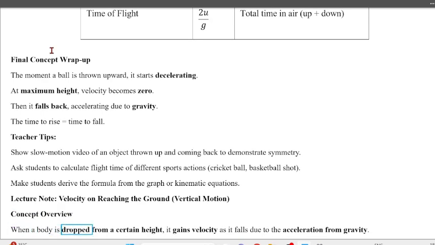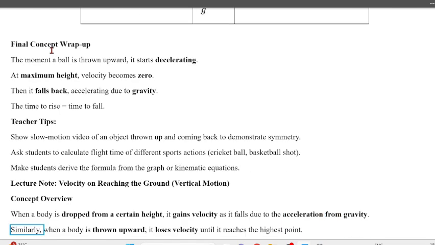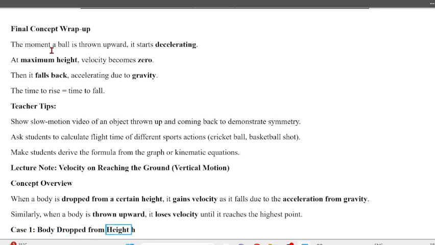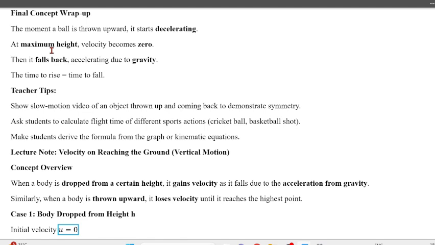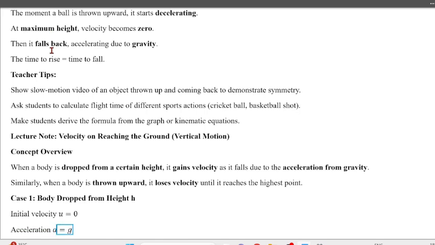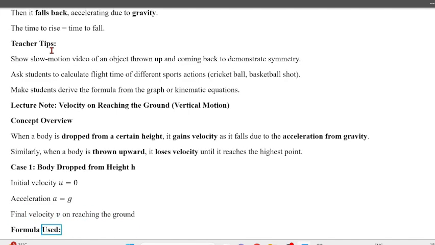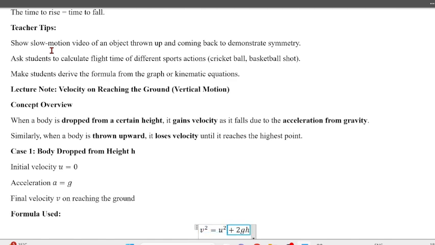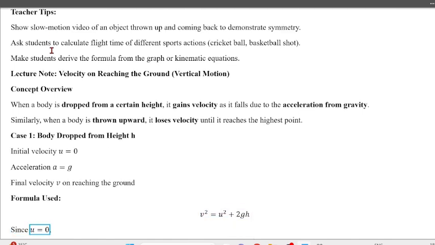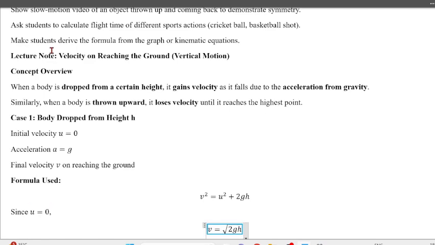When a body is dropped from a certain height, it gains velocity as it falls due to the acceleration from gravity. Similarly, when a body is thrown upward, it loses velocity until it reaches the highest point. Case 1: body dropped from height h, initial velocity equals 0. Acceleration a equals g, final velocity v on reaching the ground. Formula used: v squared equals u squared plus 2gh, and since u equals 0, v equals square root of 2gh.